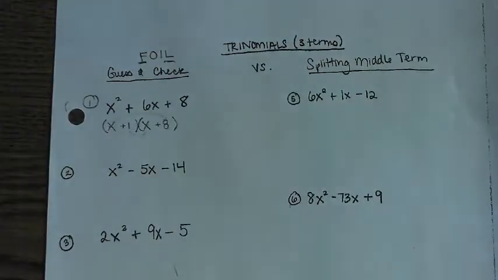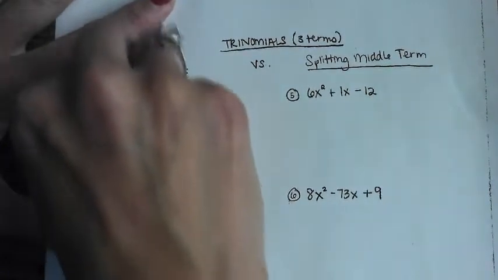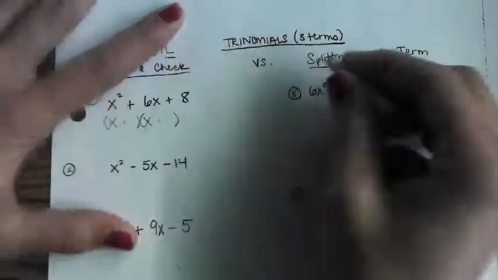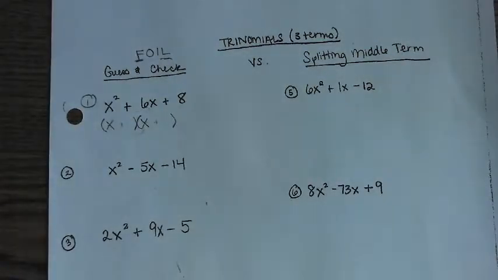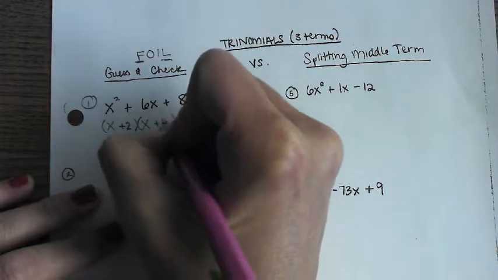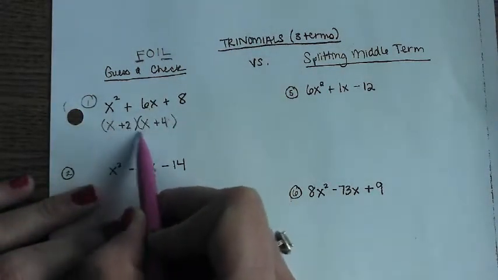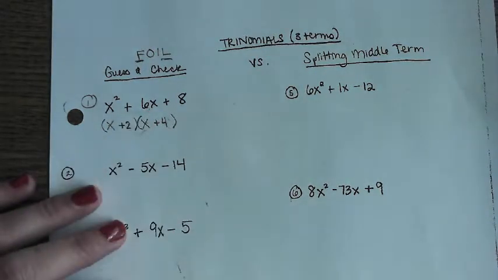So the more you do of these, the more of a knack you may have, and your gut tells you what it's going to be. Who knows the answer? Maggie. Plus 2, plus 4. Because we still get our 8, but our outer 4x and our inner 2x give us 6x.